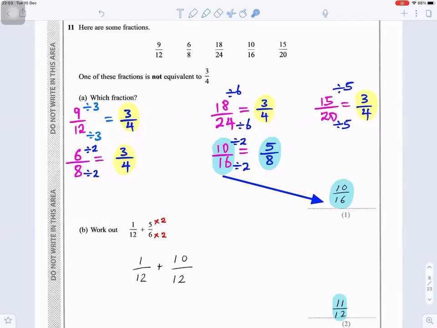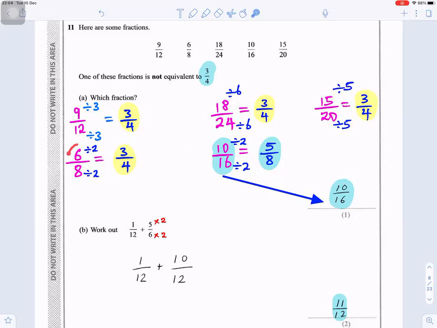Question number 11. Here are some fractions: 9 over 12, 6 over 8, 18 over 24, 10 over 16, 15 over 20. One of these fractions is not equivalent to 3 over 4. Which one is not equivalent to 3 over 4? So the first thing you want to do is you want to simplify all the fractions. So you write 9 over 12. To simplify it, you use the highest common factor, the number that the highest common factor for 9 and 12, you use 3. 9 divided by 3 is 3, and 12 divided by 3 is 4. So that simplifies to 3 over 4.